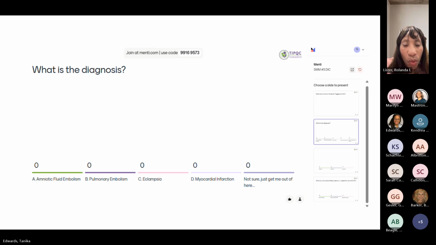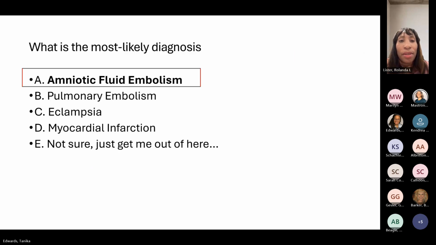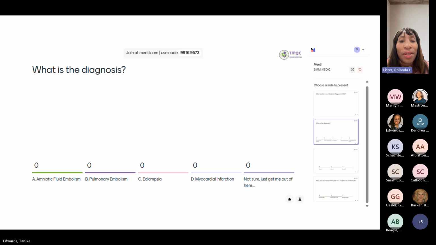So, what is the diagnosis? The first one, an amniotic fluid embolism. Key in your thoughts: pulmonary embolism, eclampsia, myocardial infarction. Not sure. Just get me out of here. Kind of gave it away. Any guesses? Trying to click on it to make the answers pop up for us.